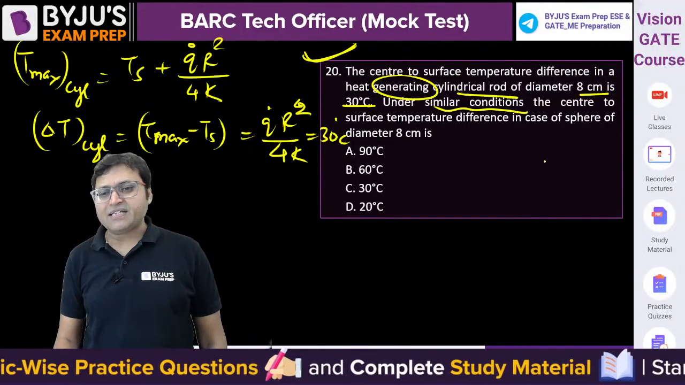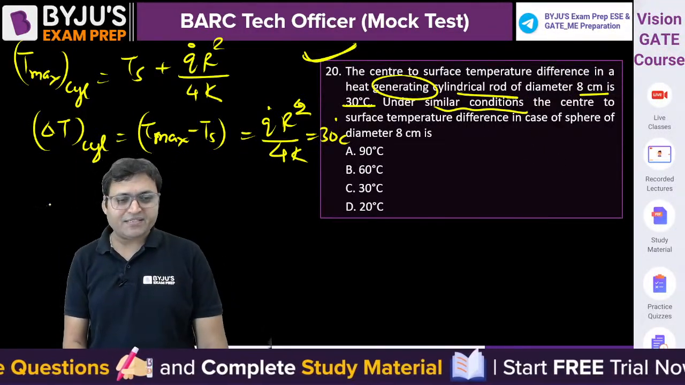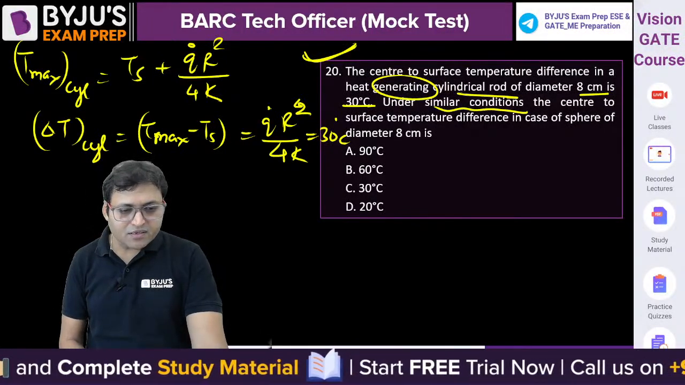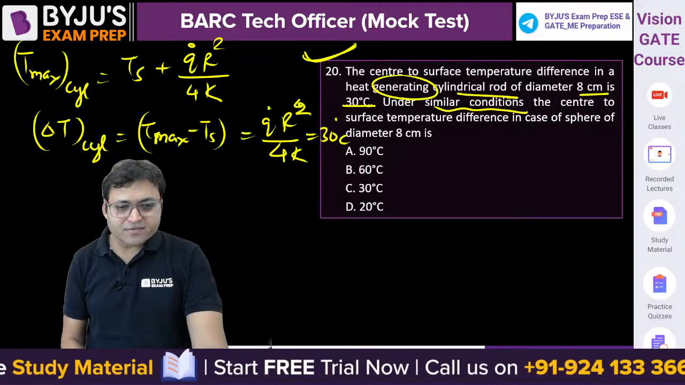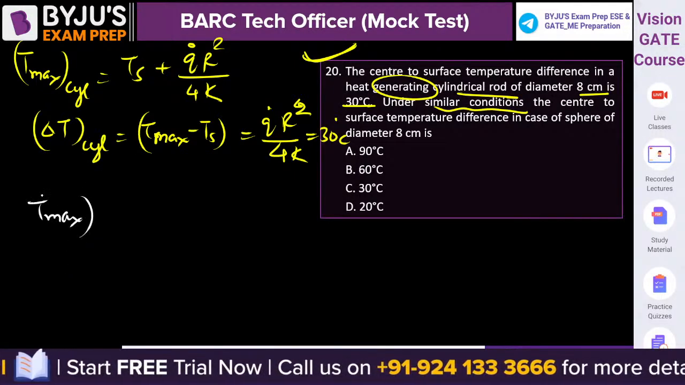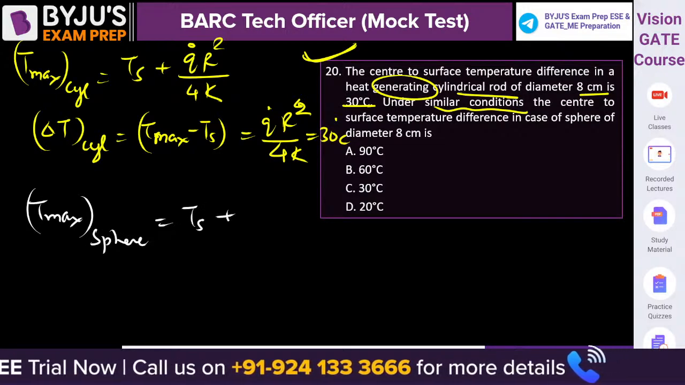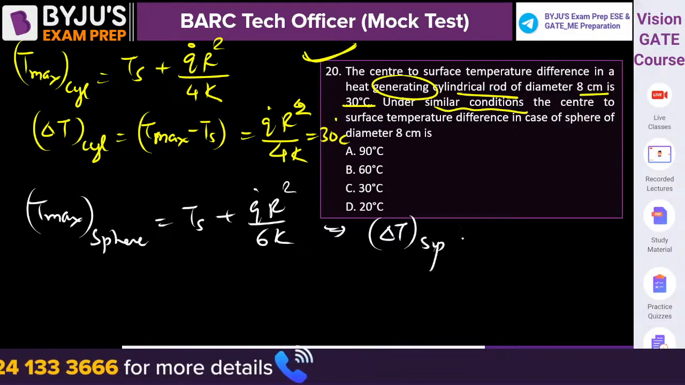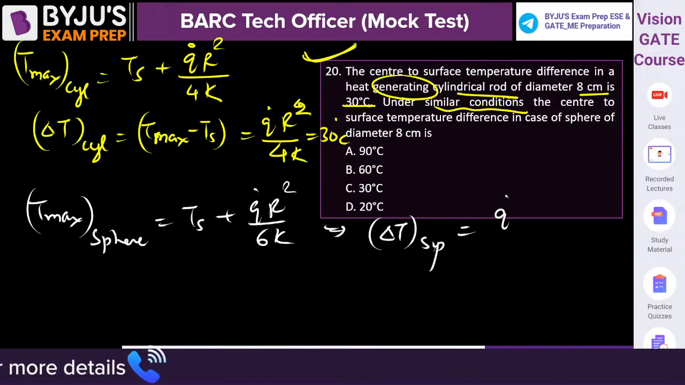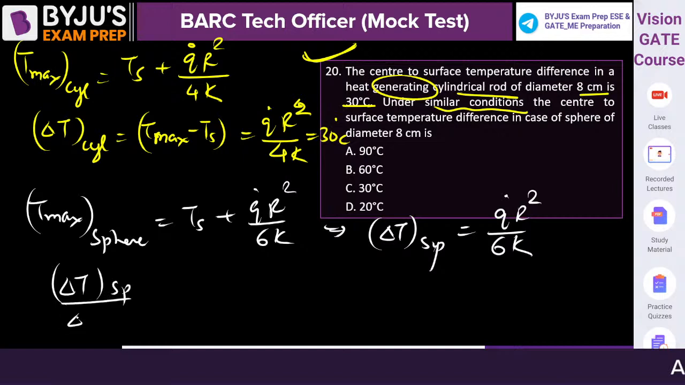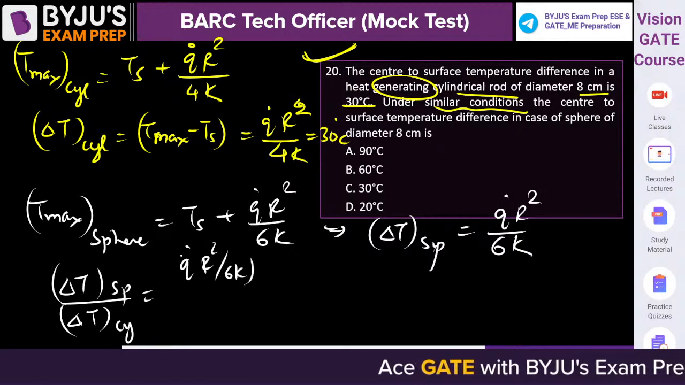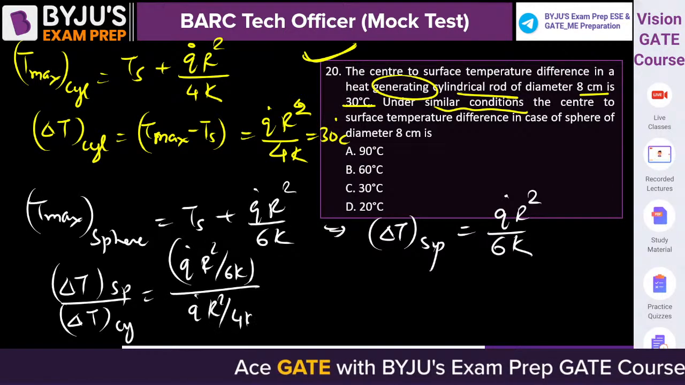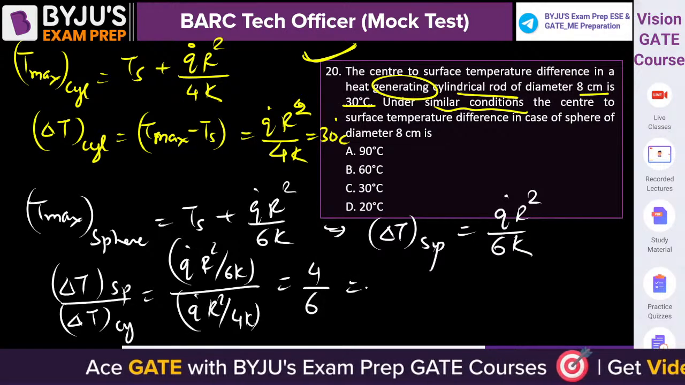Under similar conditions, the center to the surface temperature difference in case of a sphere is, for a sphere, T maximum will be equal to Ts plus Q dot R square by 6K. So we can say delta T for a sphere is equal to Q dot R square by 6K, isn't it? So delta T for a sphere upon delta T for a cylinder is equal to Q dot R square by 6K divided by Q dot R square by 4K. So isn't it 4 by 6? That is 2 by 3.